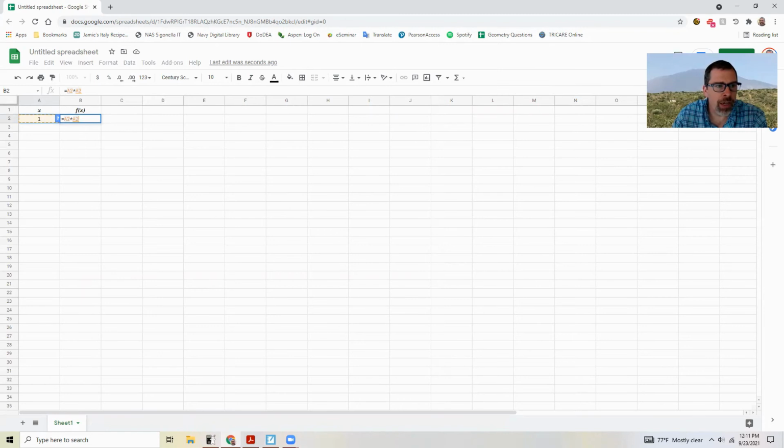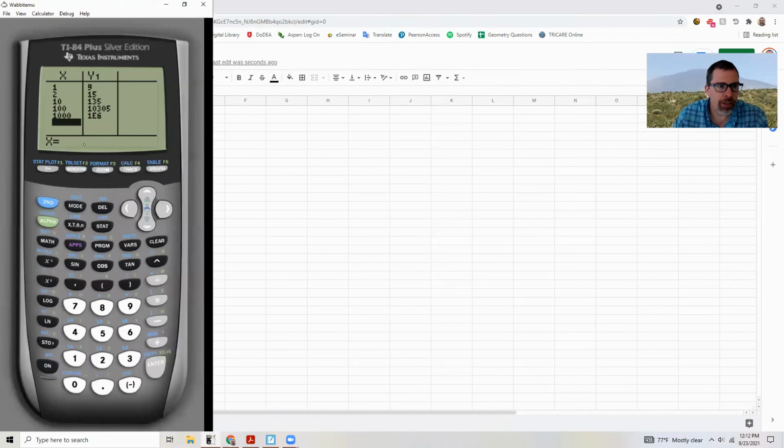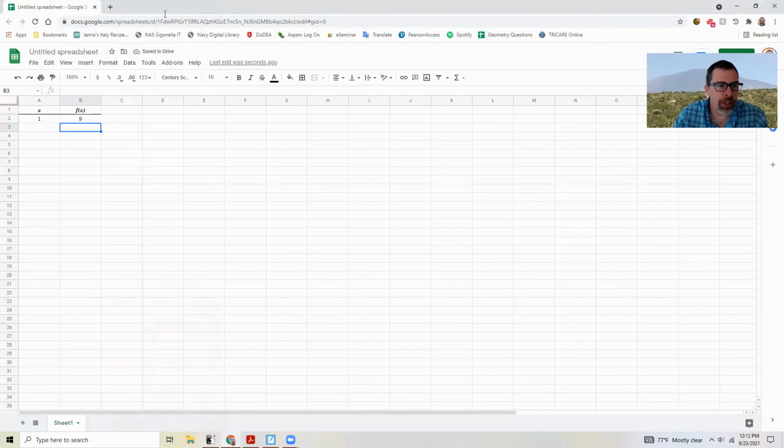So A2, which is column A, row 2, times A2 plus, and it was 3 times this cell plus 5. So it's A2 squared plus 3 times A2 plus 5. And I got 9, just like I did in my calculator, 9. I'm just checking a couple numbers.